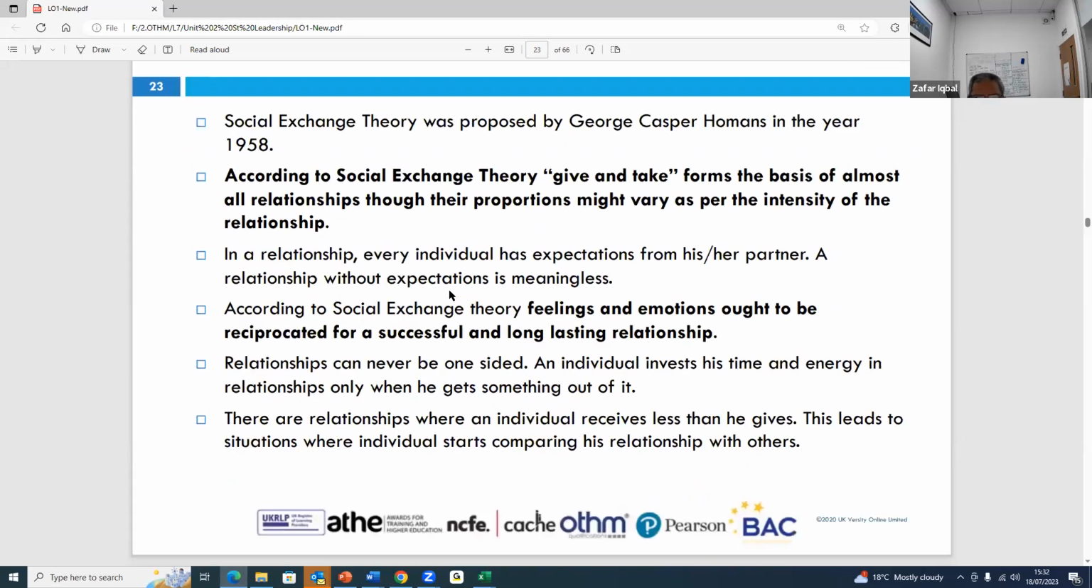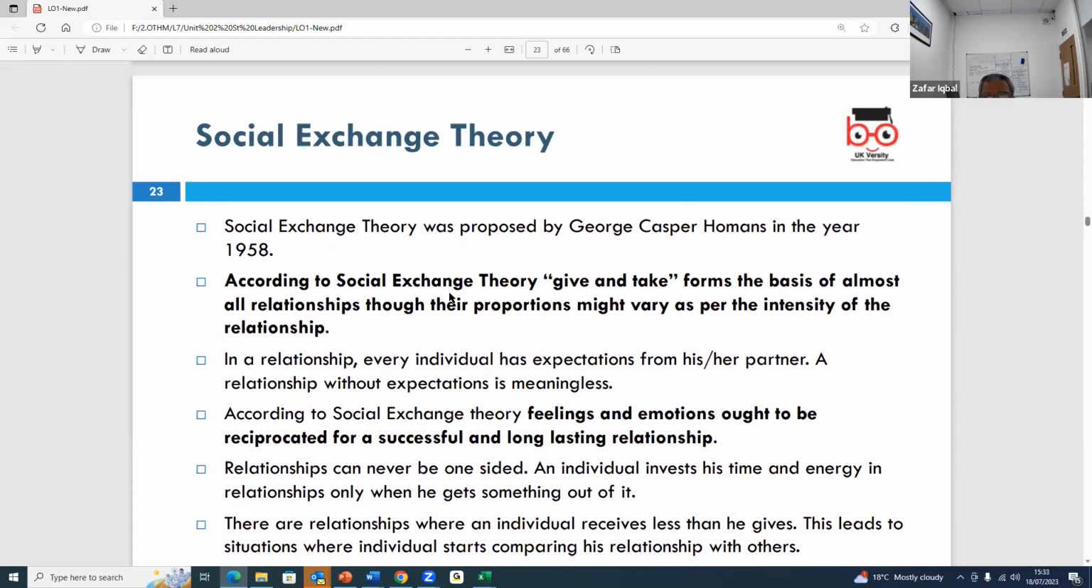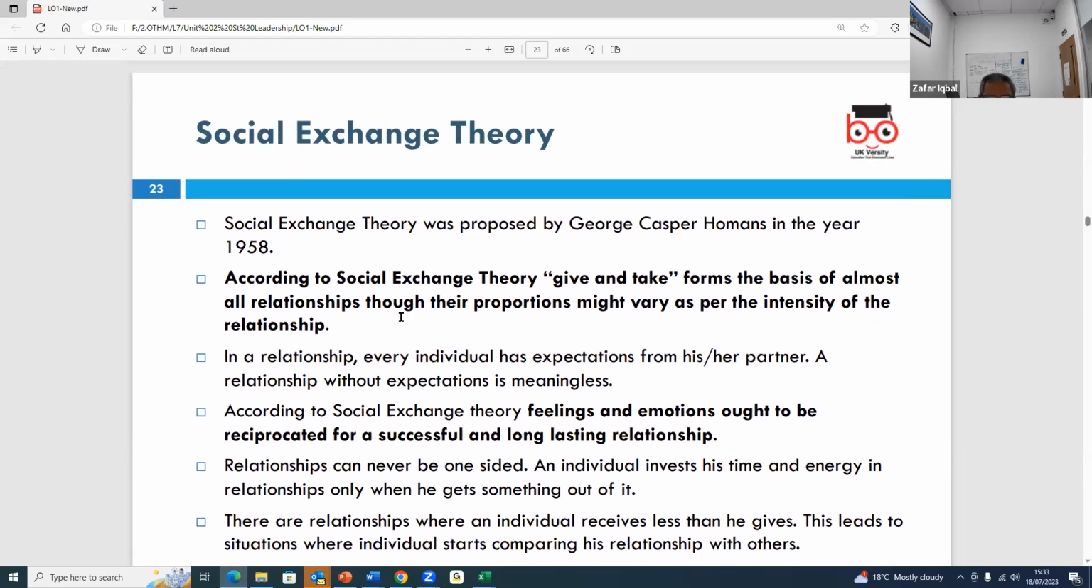The feelings and emotions ought to be reciprocated in some kind of sense. So the relationship can never be one-sided. It's got to be both-sided. In other words, these are relationships where an individual receives less than he gives. So this social exchange theory is based on the give and take relationship.